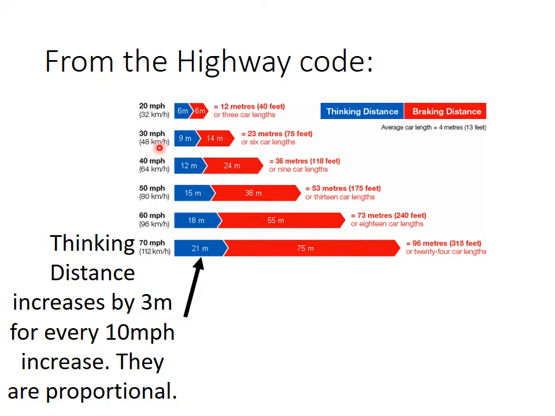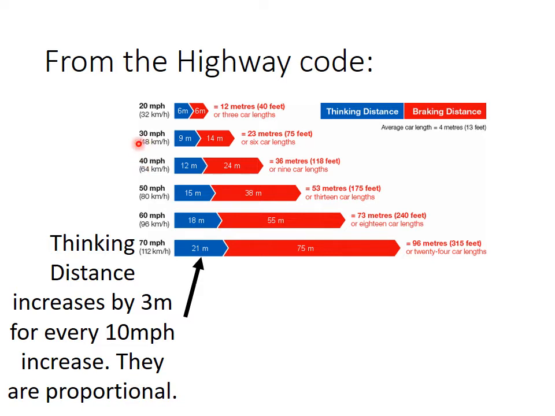The same happens when we go from 30 to 40, so 9 to 12 is 3 meters, and the same when we go from 40 to 50, also 3 meters. You can see that pattern throughout. So for every 10 mile an hour increase in speed, the thinking distance increases by 3 meters. Therefore, we can say that there is a proportional relationship between the two.